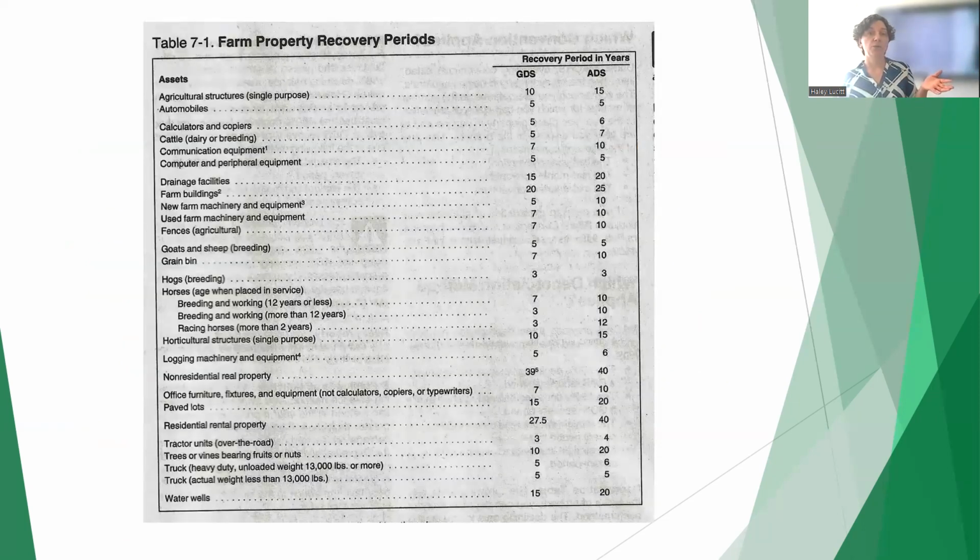Farmers have their own property recovery periods or useful life for some things that they have that are specific farm assets. They are in your farmer tax guide. If you're doing your own tax return, I highly recommend getting one of these. You can request them from the IRS. They change them annually. It has these farm recovery periods in it.